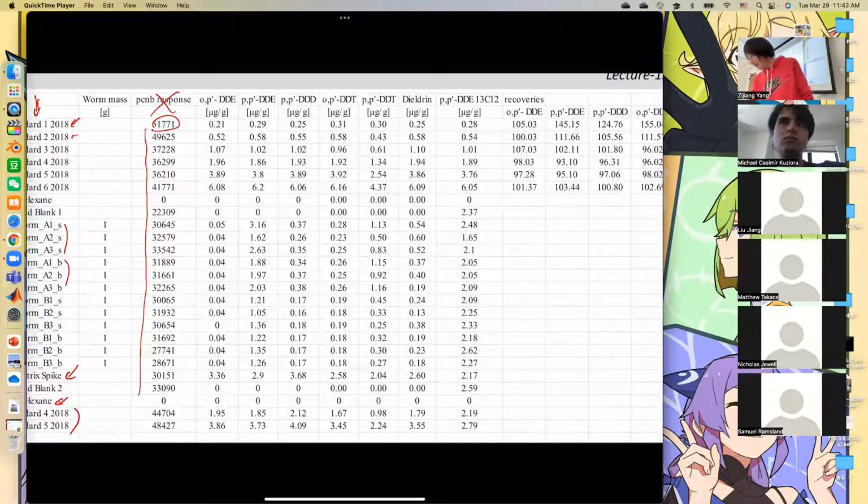And then this is the concentration of different chemicals. In this case, we have 6 chemicals, like OPDDE, PPDDE, and so on. So they are DDT or DDE of different spatial structures. And we also have the Delgim. And in the last column, we have this PPDDE C13. So this is our surrogate. The surrogate concentration is also reported.